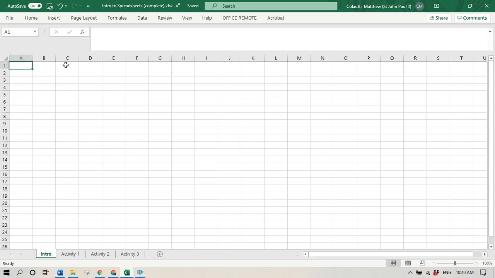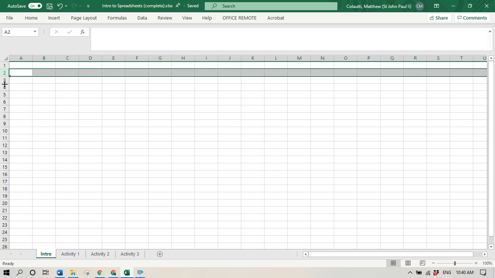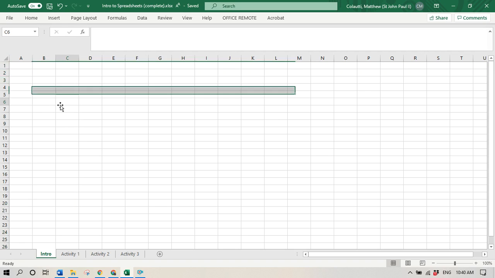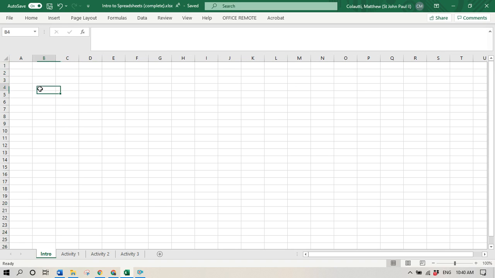A spreadsheet is divided up into this grid. We have columns, and each of the columns has a letter, and then we have rows, and each of the rows has a number. So each cell has a unique kind of identifier. This cell, for example, is B4. We call all those little boxes cells.